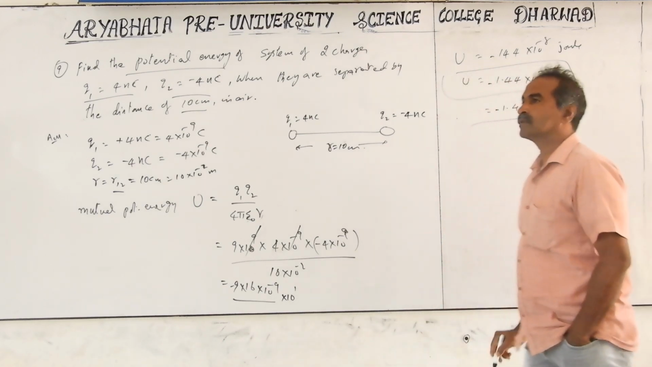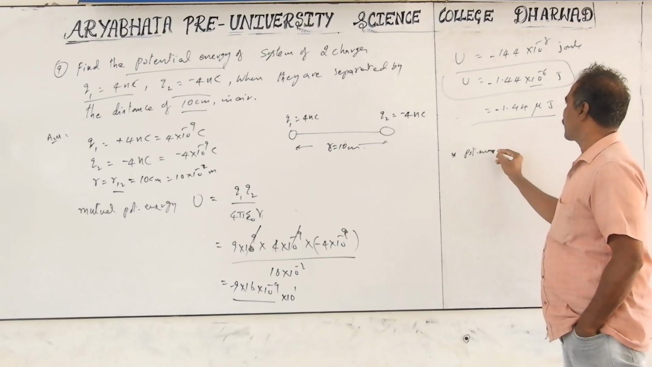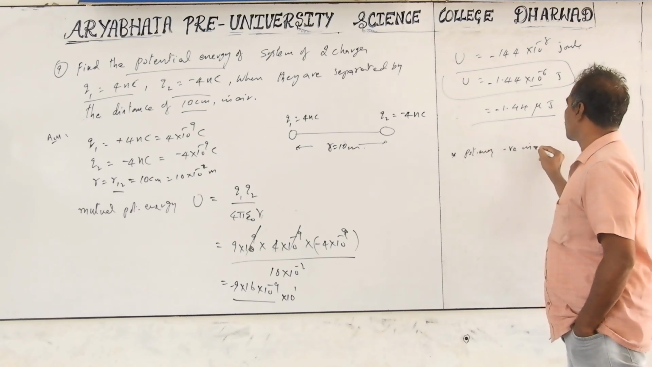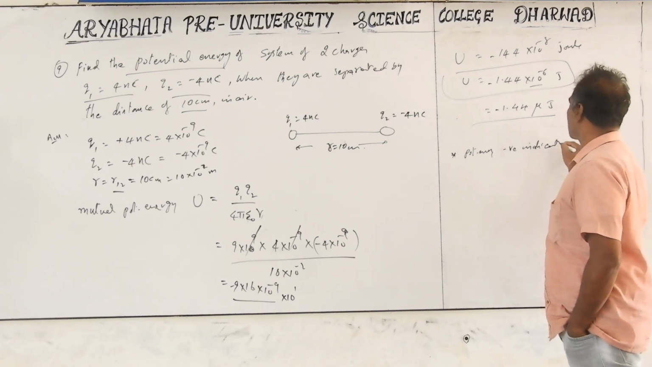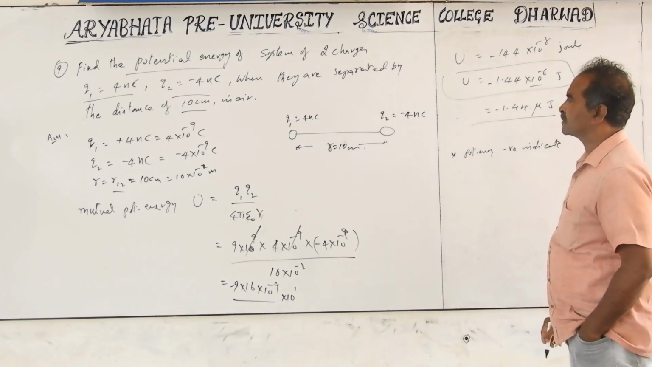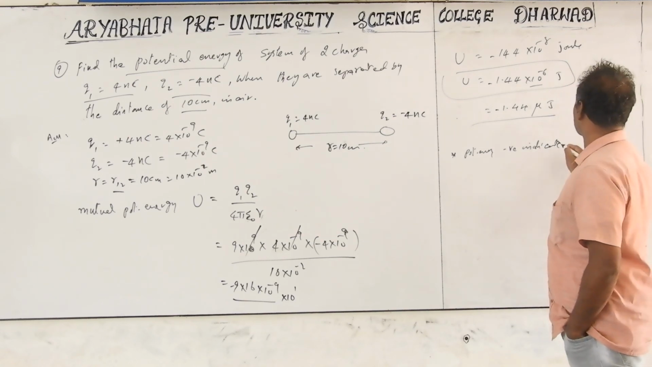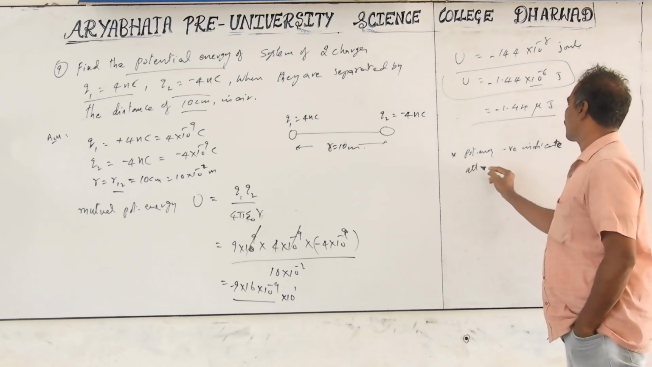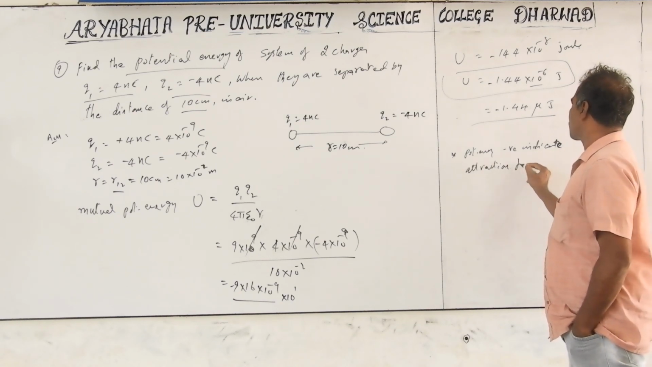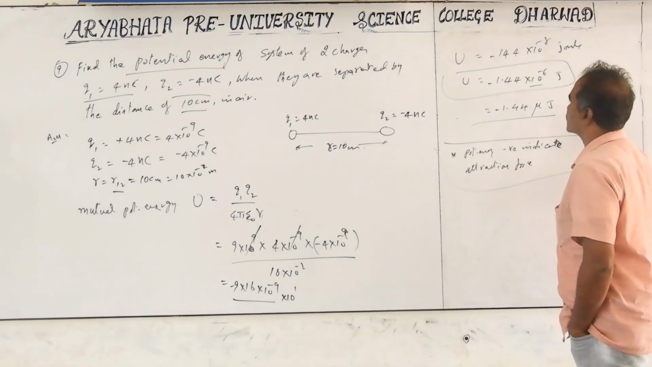What does the negative sign also indicate? Attraction. Negative potential energy indicates attraction, and positive indicates repulsion. Like charges repel, and unlike charges, plus and minus, attract. This extra point is not required for the examination, but it is important.